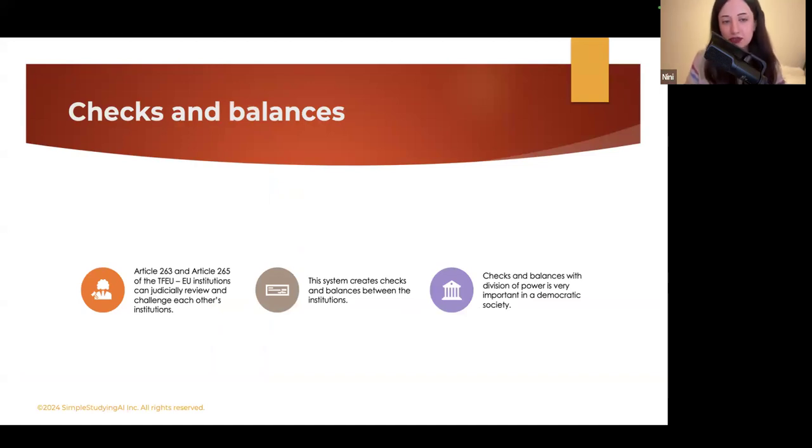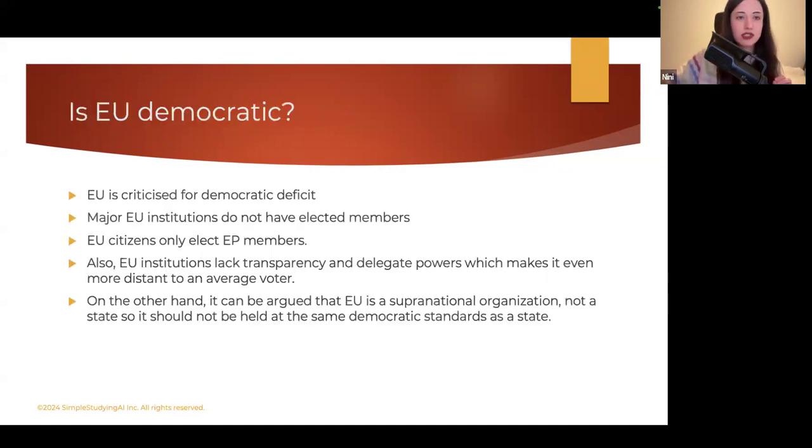Checks and balances. Under Article 263 and Article 265 of the Treaty on the Functioning of the European Union, EU institutions can judicially review and challenge each other's decisions. So if the European Commission makes a decision, the European Council can challenge it, and so on. That's a good thing. That's actually a very democratic process, and all democratic states have checks and balances. This system creates checks and balances between institutions, and it is very important to have it in a democratic society. So, is the EU democratic?